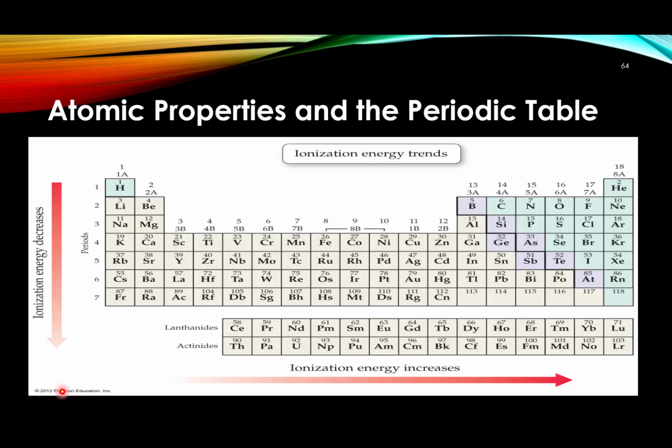Now, let's talk about the atomic properties and the periodic table. By definition, ionization energy is the amount of energy required to remove an electron from an atom. That's the ionization energy. We're going to remove an electron from an atom.